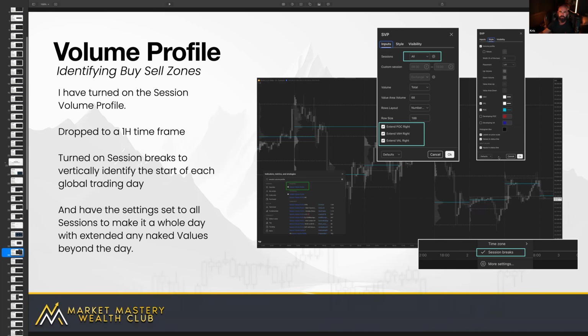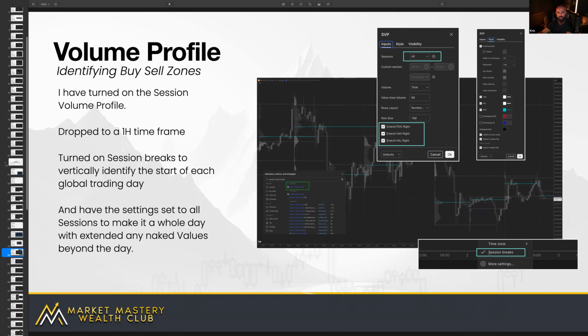But here's the styling. Here's how I'm highlighting. I have extend right POC, extend value area high. So this extends it naked, meaning if the next day opens within, it's going to extend the value area high and the value area low, and the point of control hasn't been hit. It's going to extend it through time, so you can watch price literally run into it.